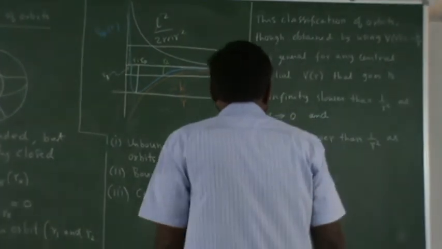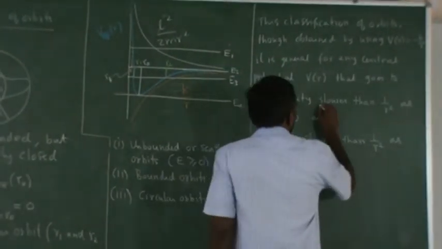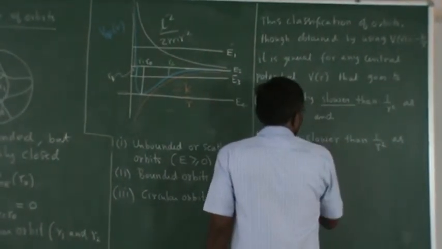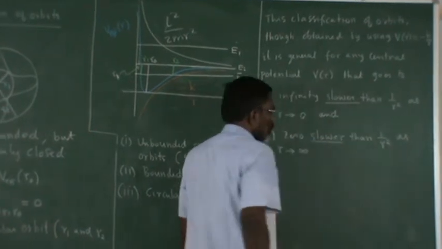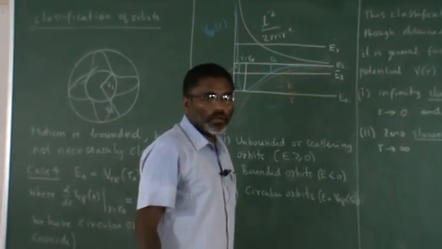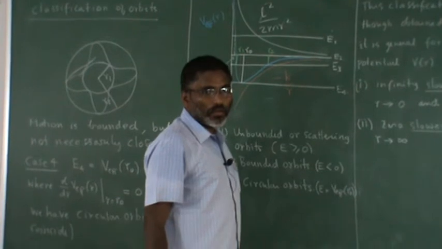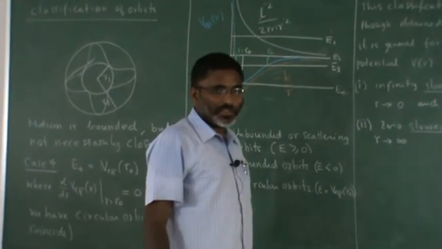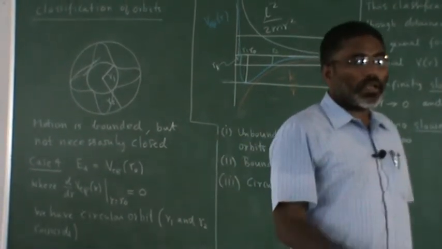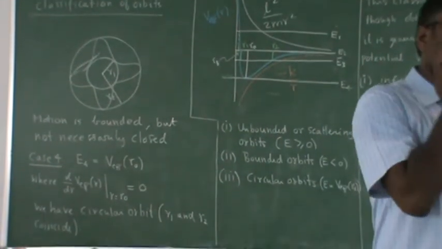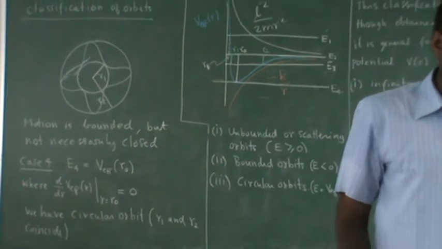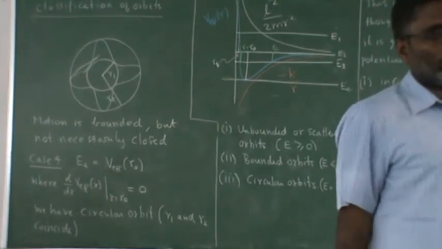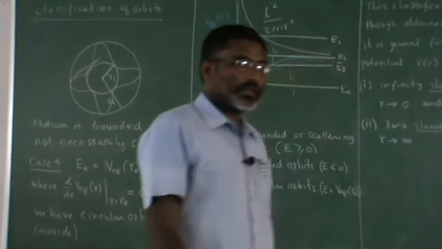Both are slower. Slower than 1 by r square doesn't mean some other 1 by r cube or something like that. 1 by r cube is faster. If you take only power laws, 1 by r to the power alpha, alpha should be less than 2. Correct? That is why.